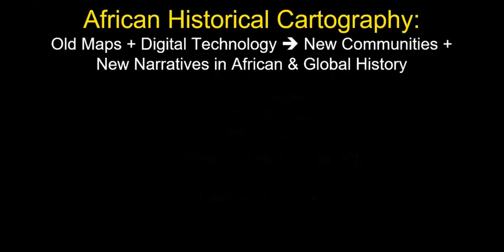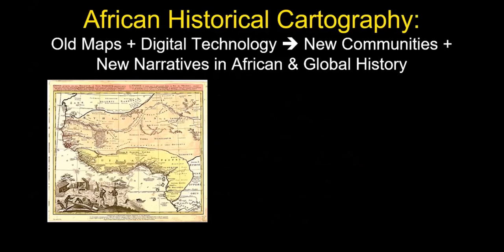Today we're going to look at African historical cartography, old maps, digital technology leading to new communities and new narratives in African and global history. We're all used to seeing African maps, at least portions of Africa as a continent. Often these are used in textbooks to illustrate things like the slave trade, but rarely are they studied. They're used as illustrations, as kind of generic wallpaper for a period in history.